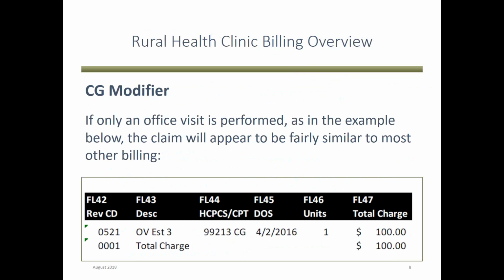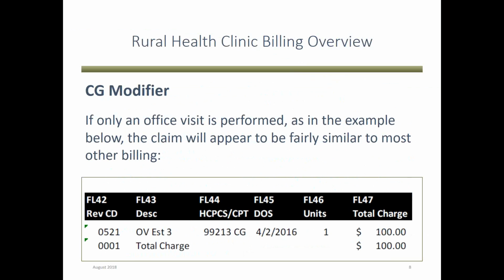If only an office visit is performed, as shown in the example below, the claim will appear to be fairly similar to most other billing for Medicare services. So in our example, a typical established patient office visit with CPT code 99213 was performed in a rural health clinic for a Medicare beneficiary. In this example, the usual charge for a 99213 was $100.